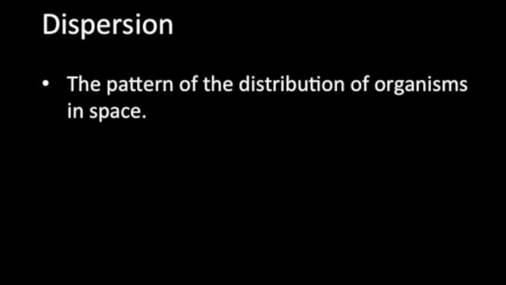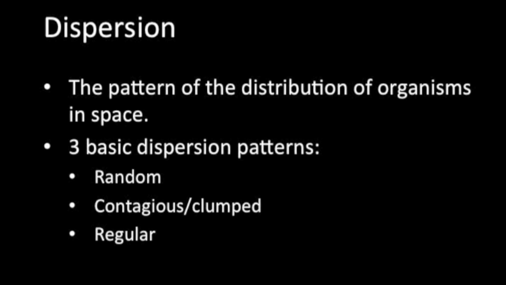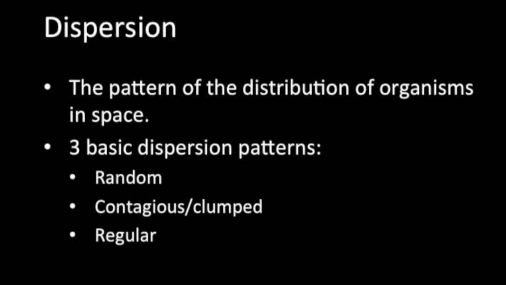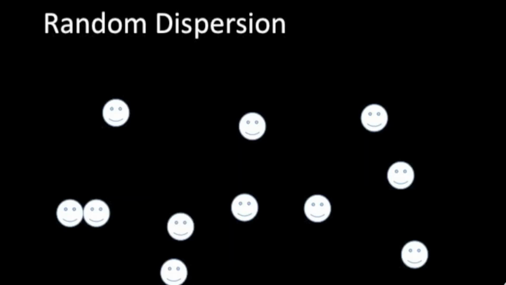Help. Dispersion refers to the distribution pattern of organisms within a space. Each species has a unique dispersion pattern, and there are three basic dispersion patterns: random, contagious or clumped, and regular. A random dispersion pattern means there's an equal probability of an individual occurring at any point in the habitat, and that the presence of an individual does not influence the probability of occurrence of another individual.